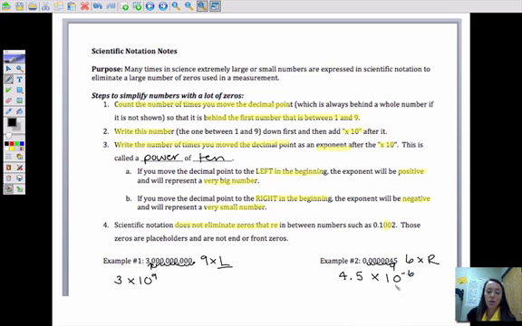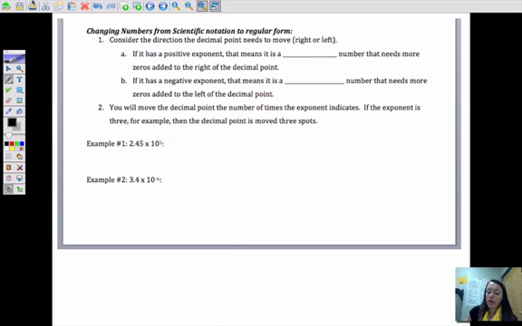It's really important to remember that these positive and negative exponents don't mean that they're positive and negative numbers. It just means it's a direction. So if it's negative, we're going to be simplifying a very, very small number or a number less than 1. If the exponent's going to be positive, that means we're simplifying a very, very big number, which means it's greater than 1.